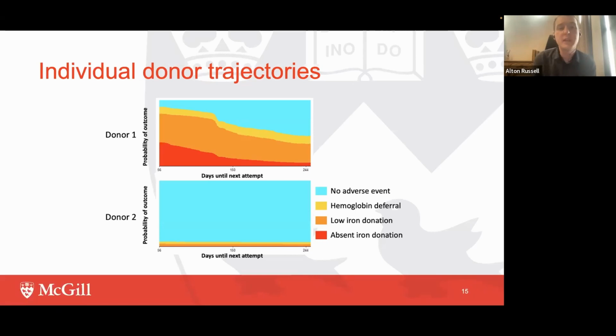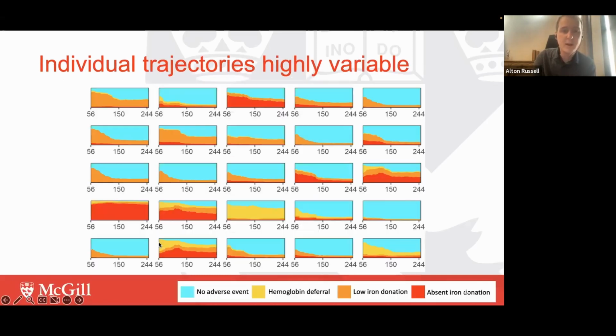So here I'm showing you the individual donor risk trajectory. Each of these plots corresponds to a different donor. The x-axis is how many days until they come back, and the height of the colored regions is the estimated risk based on the machine learning model of each of our outcomes. You can see that this first donor has a pretty high risk of low or absent iron stores if they come back 56 days later, but that risk subsides with time. And the second donor has very low risk of an adverse outcome, even if they came back right at 56 days.